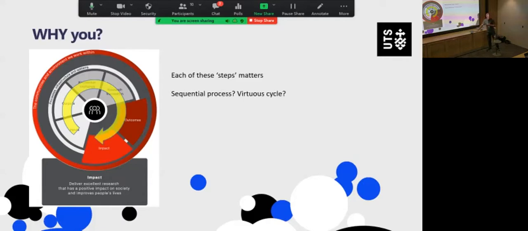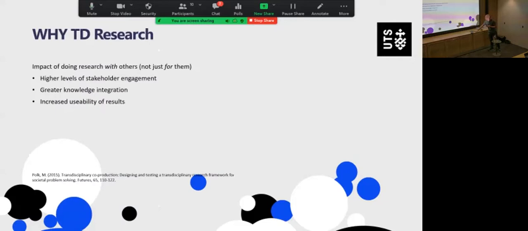But that's not necessarily the case that it's a cycle. You can embed engagement right into the research project rather than do the research and then engage with industry to say, hey, how'd you like to use my findings? So that's one thing here. One of the key parts of TD research is that it's with people rather than for people.